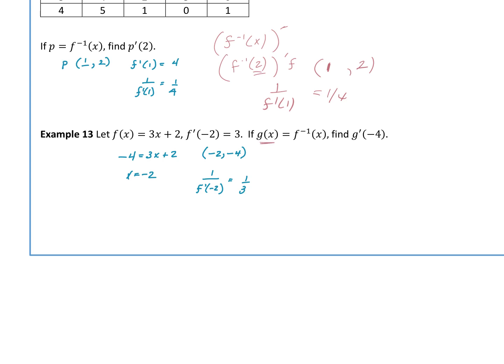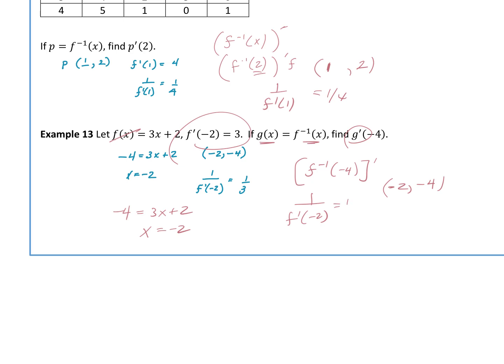Again, here they name this as this. They want that. So it's f negative 1 of negative 4 prime. So again, we're talking about the f function. The negative 4 is the y value. So what corresponds to it? We don't know. So it's negative 4 equals 3x plus 2. You get x equals negative 2. So it's 1 over f prime of negative 2. They give us that, so it's 1 over 3.